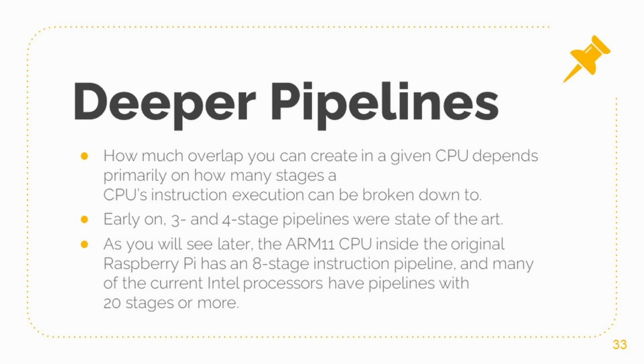However, deeper pipelines also introduce challenges such as increased complexity, longer pipeline latency, and potential pipeline stalls. Designers must carefully balance the benefits of deeper pipelines with these challenges to ensure that the CPU achieves optimal performance while maintaining efficiency and reliability.